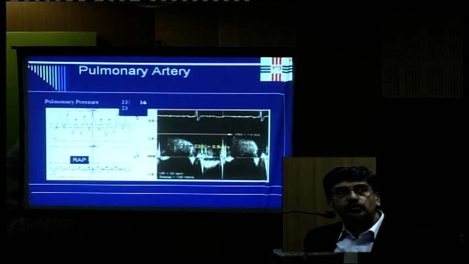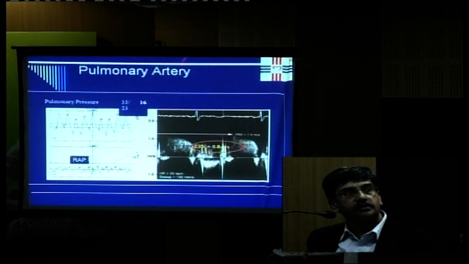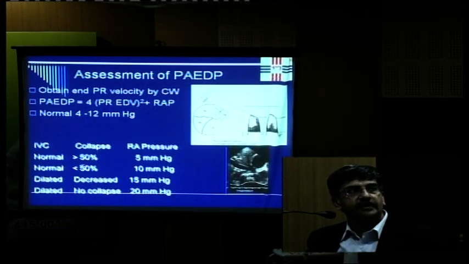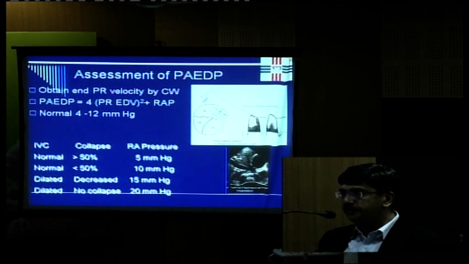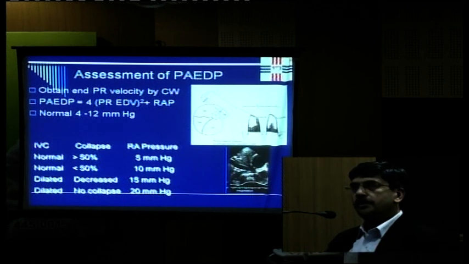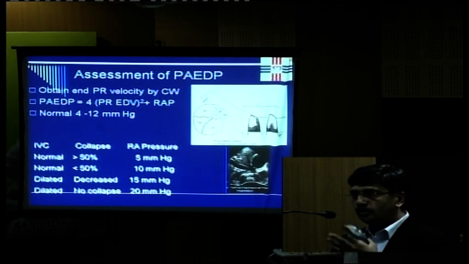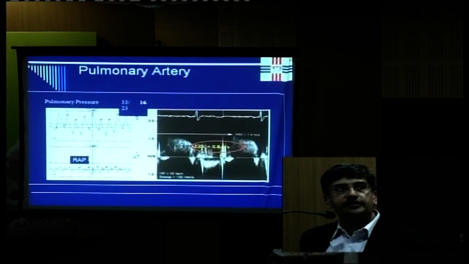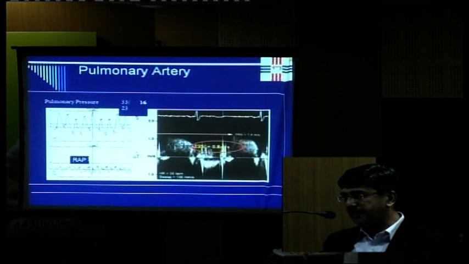What about echocardiographic assessment of pulmonary artery diastolic pressure? See this. Pulmonary artery diastolic velocity is 0.8 and RA pressure. How do we know RA pressure? By IVC. Our IVC gives that RA pressure is around 10, depending on whether it is full, and whether it is collapsing or non-collapsing. So our RA pressure is around 10 and pulmonary artery end diastolic velocity is 0.8.